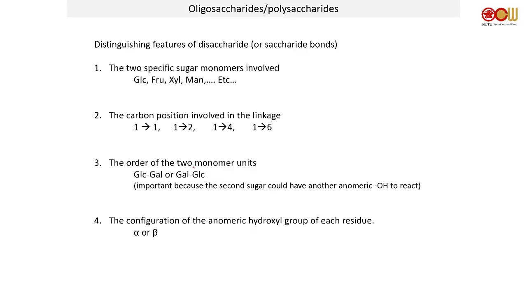Now, to distinguish the features of different disaccharides or saccharide bonds, we have to know a couple of things. The two specific sugar monomers involved, so we'll say glucose, fructose, xylose, mannose, whatever. We usually just take the first three letters of that sugar as an abbreviation. So you will have to tell your audience what is the sugar that you're working with. And then the next thing you have to tell your audience, what is the carbon position involved in the linkage.